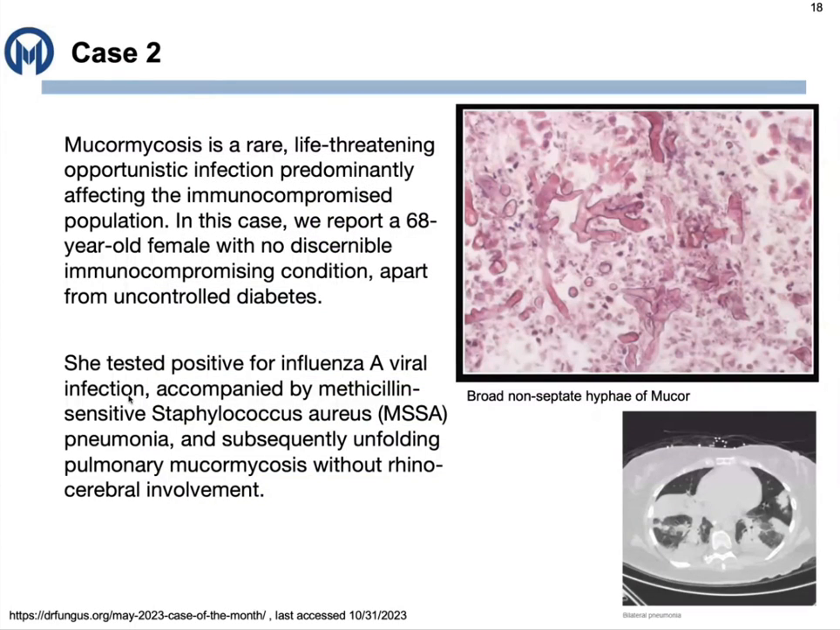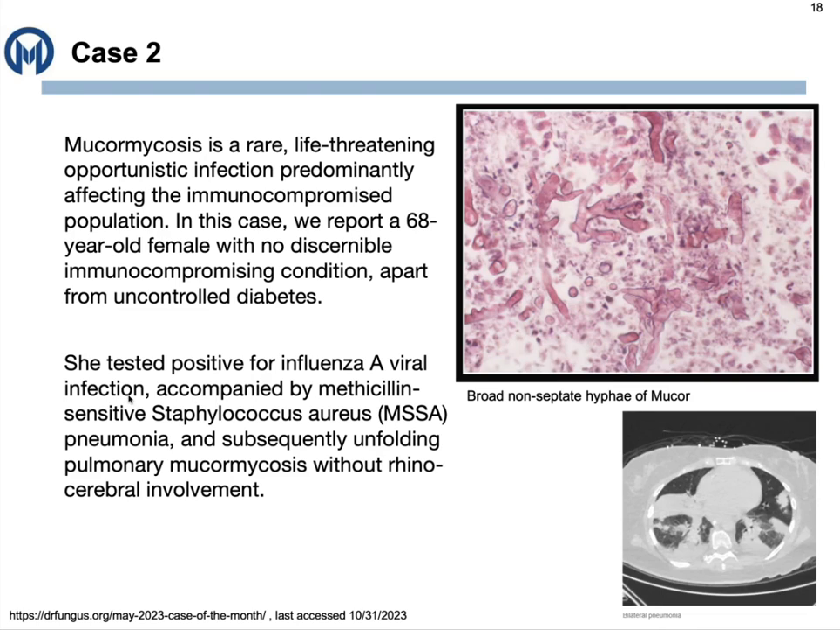All right, moving on to number 2, mucormycosis: rare, except at Moffitt, a rare, life-threatening opportunistic infection, predominantly in the immunosuppressed. This is a particular 68-year-old person who just had diabetes. Now, she had also influenza A acutely, had some MSSA pneumonia, and then when they went to work out the lung stuff, they also found out that there was pulmonary mucormycosis.